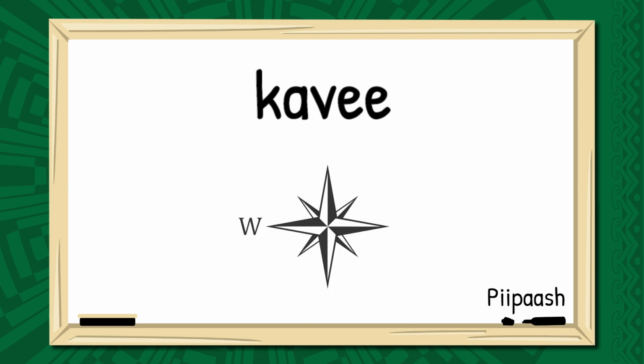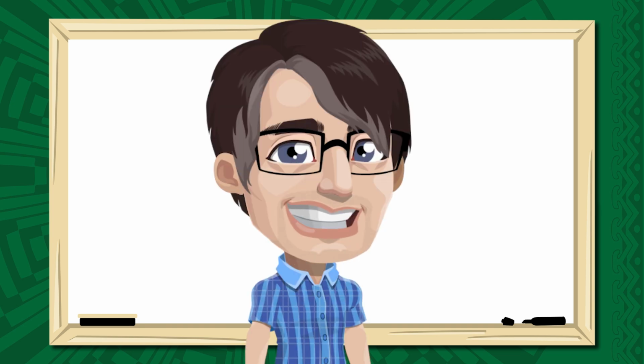Another not so obvious shift is with the word kaveh, which means west in Piipaash. In most other closely related languages, this is the direction for south. How do you account for the semantic change of a direction word? That seems like a pretty significant change.